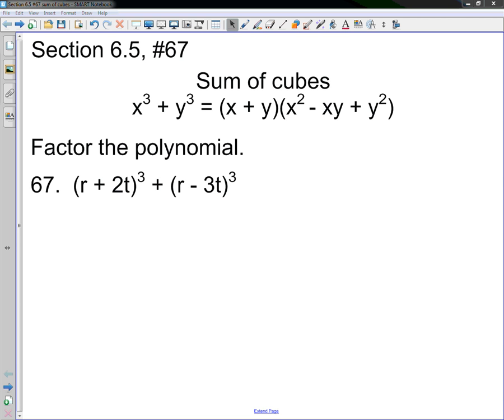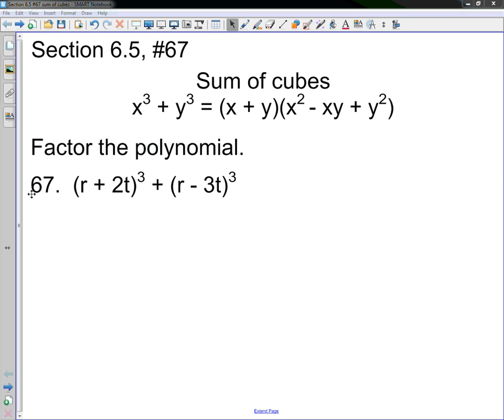This is from week 2 homework, maybe around number 32, but maybe a little different for everyone else. So just look around. It deals with factoring, and it's asking you to factor the polynomial. I picked number 67 in section 6.5. It's very similar. And what you need to identify is that we have the sum of cubes going on.